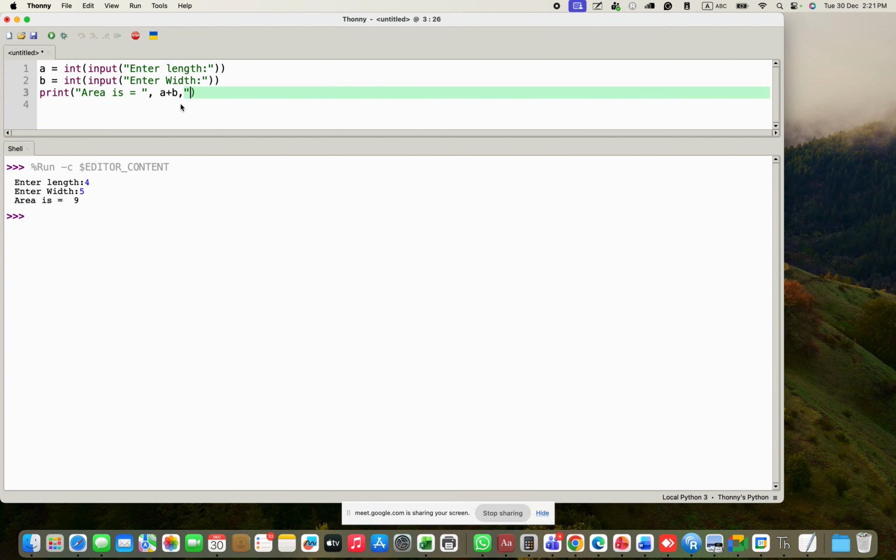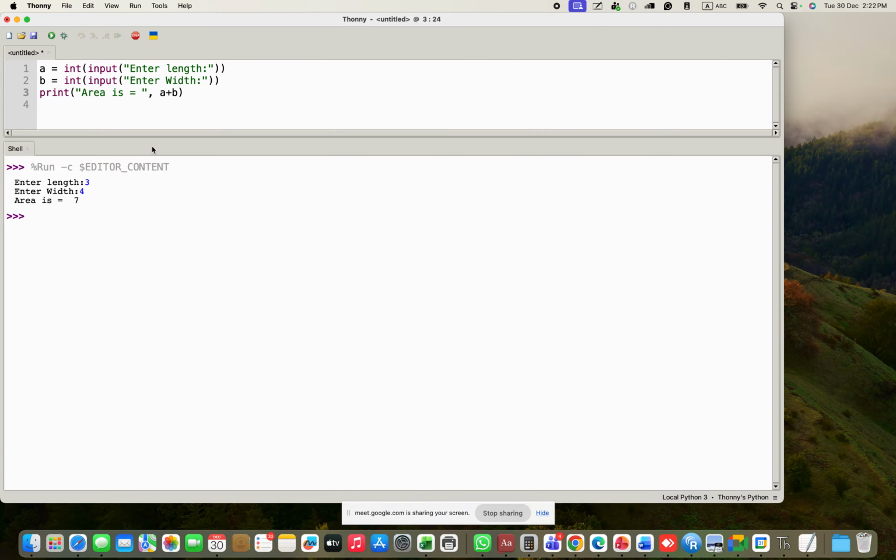Guys, look close. It's A plus B. Is the area A plus B or A multiply B? Multiplication. Yeah, so this 7 is wrong. So this kind of error is called what? A logical error. Yeah, so you will get the highest marks deducted for a logical error.